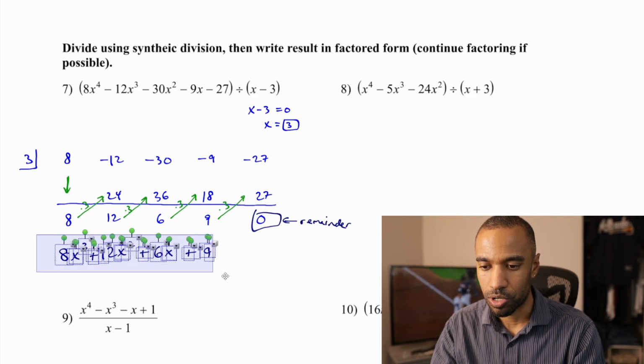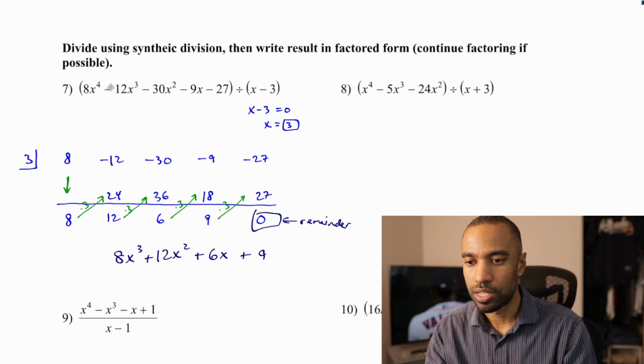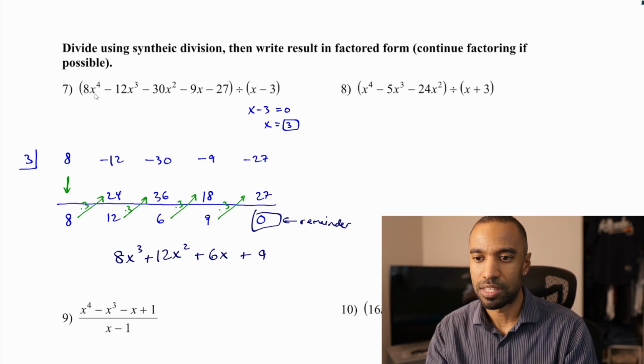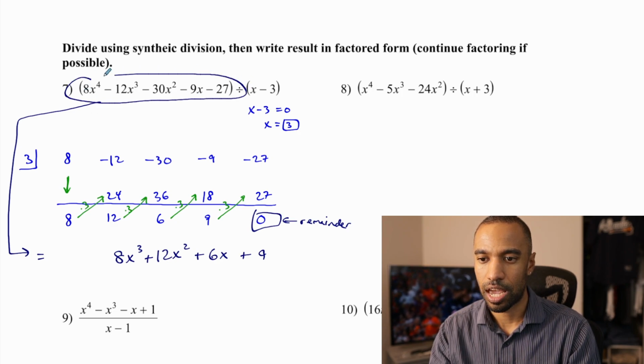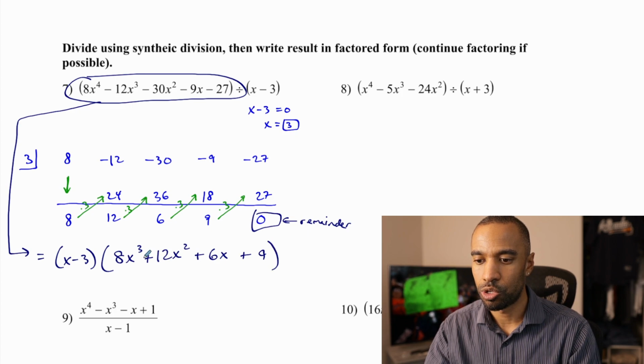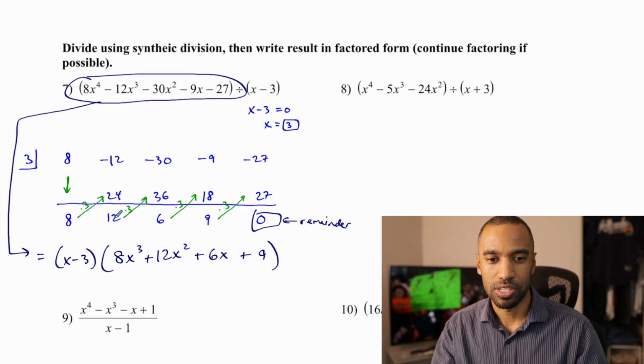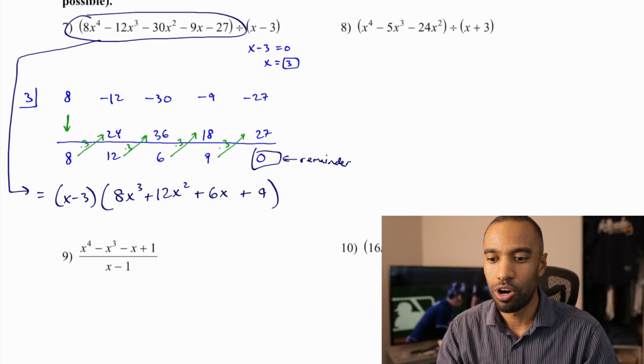Why isn't this squared? I'm sorry, I'm trying to drag this all over. This is the quotient of this divided by that, which means this guy right here equals x minus 3 times 8x cubed plus 12x squared plus 6x plus 9. And we're not done.